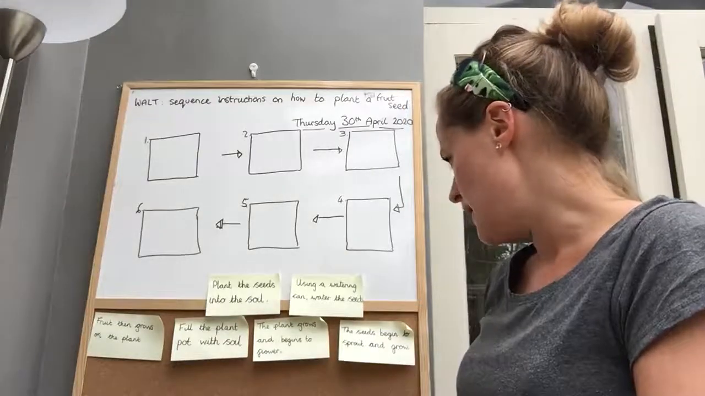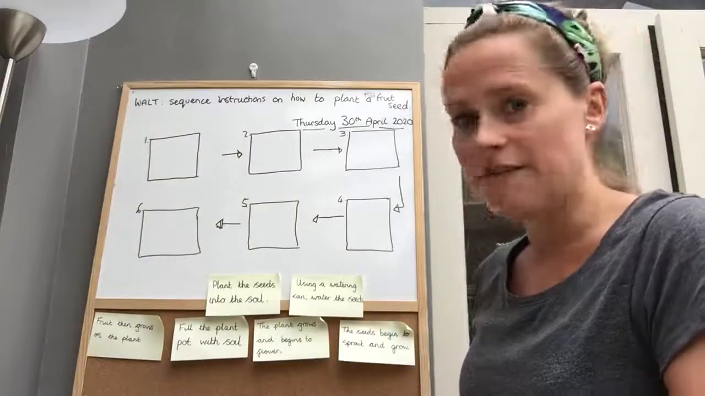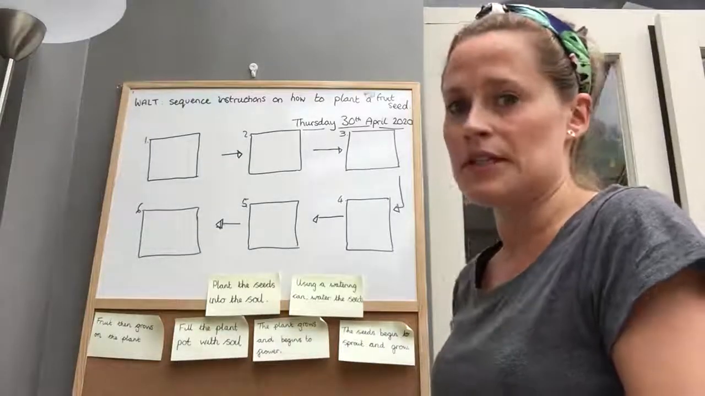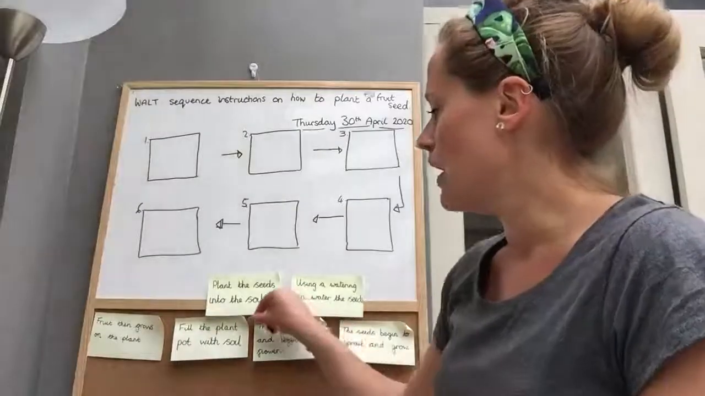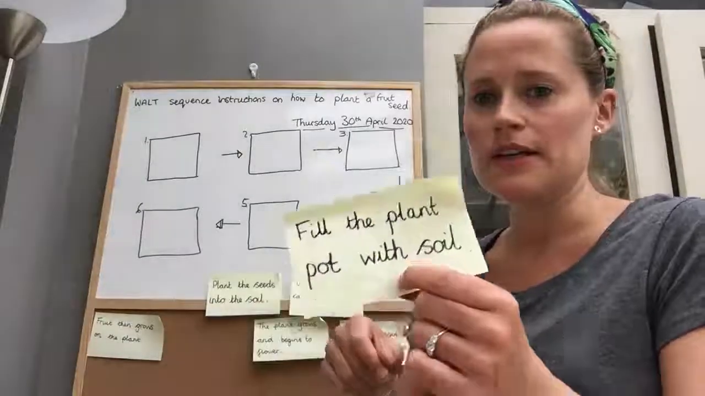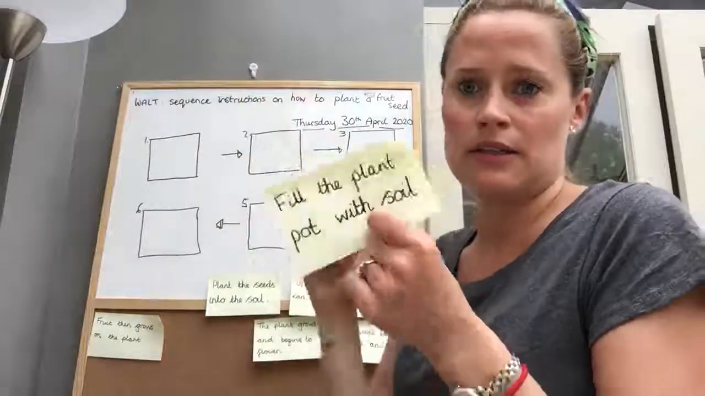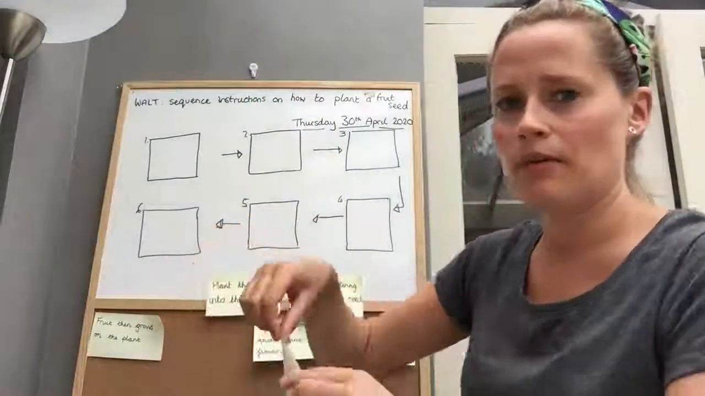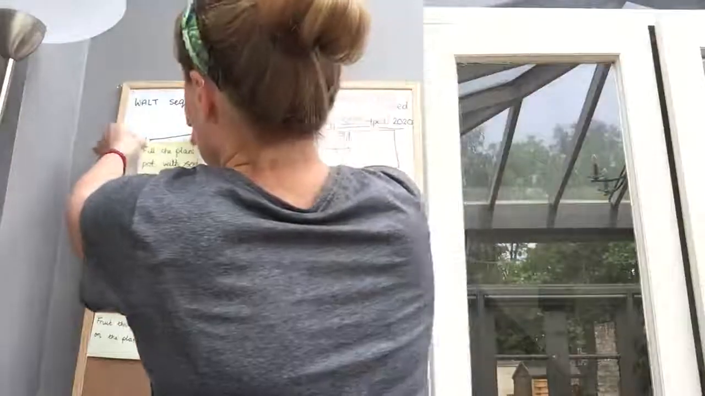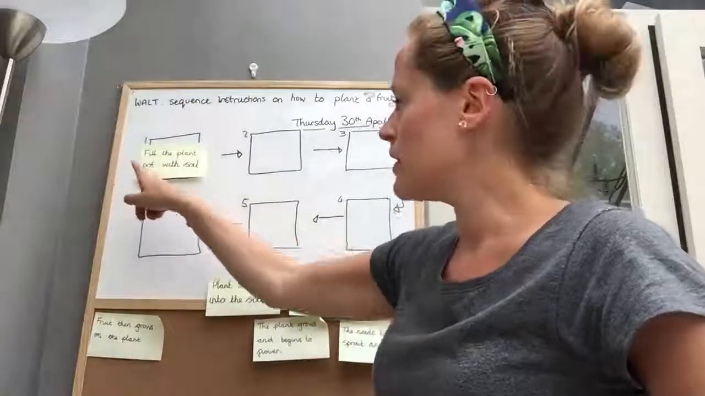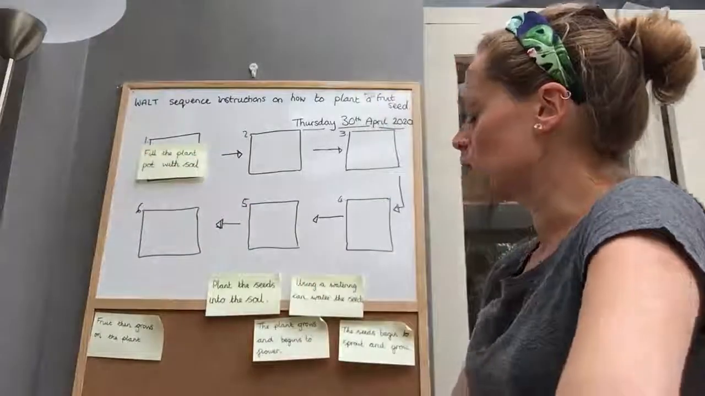I'm going to say that I think the first thing we need to do is make sure that the ground is ready for our seed to be put in it. So I'm going to say we should do this one first. Now some of you might agree, some of you might disagree. That's okay to have your own opinion. We can work it out together. I'm going to put it in this first box that says box number 1. So number 1, fill the plant pot with soil.